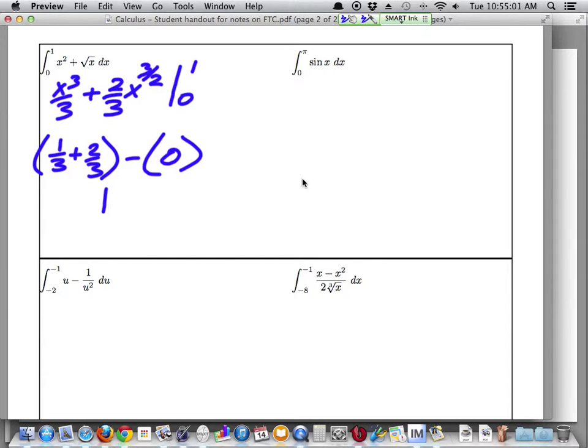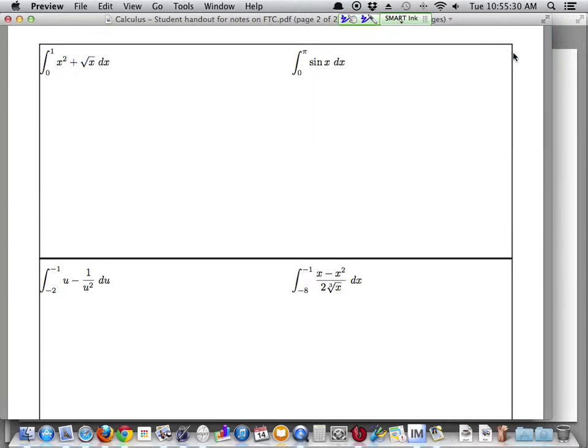1 represents 2 things. Jasmine, what's one thing it represents? The area of the curve of x squared plus radical x between 0 and 1. Very good. It's the area under the curve of x squared plus the square root of x between 0 and 1. Courtney, what's the other thing it represents? Between 0 and 1. Very good. Any questions on that one?